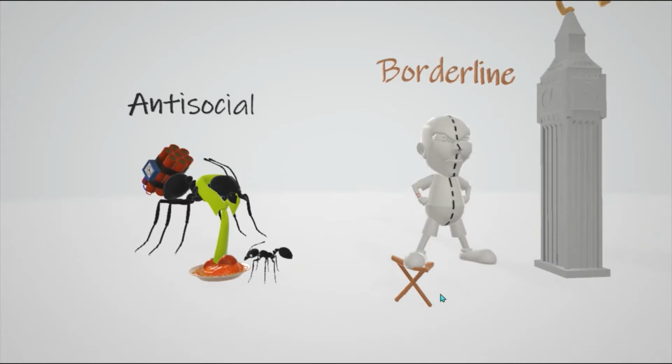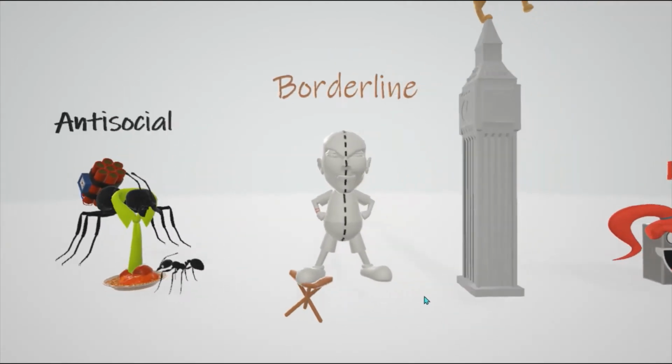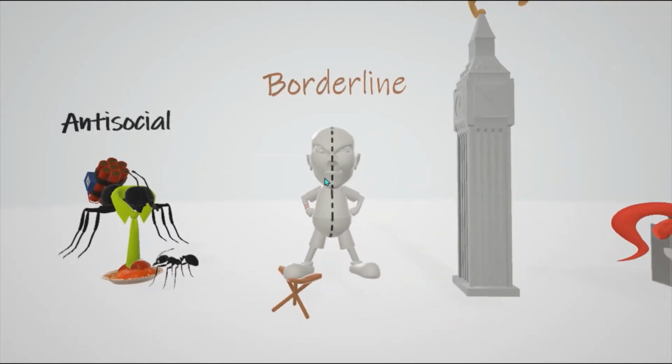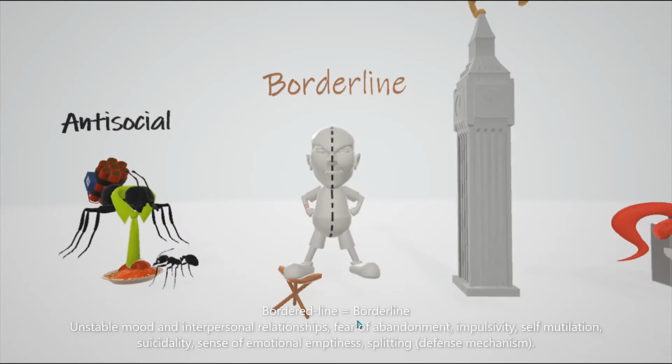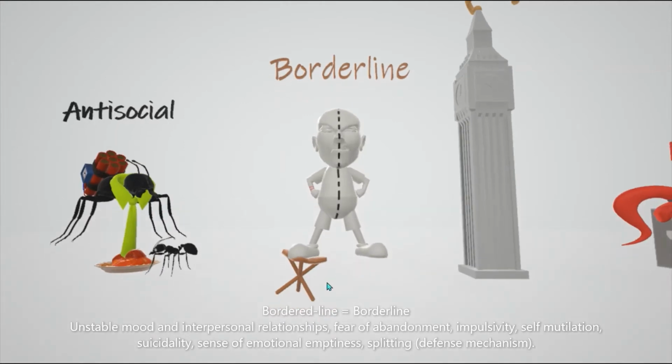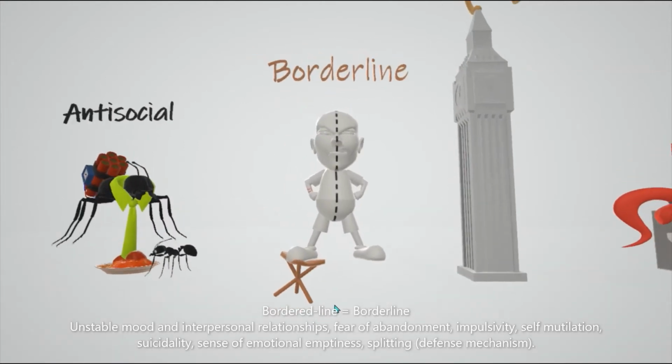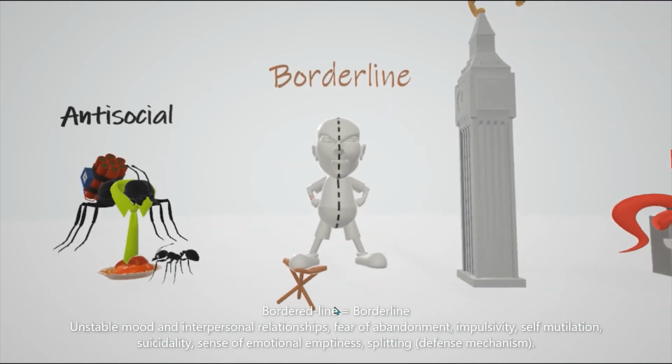Now let's go to borderline personality disorder. So here it is represented by this guy who's got a bordered line down his body. Remember a borderline personality disorder? And the main thing you see here is him stepping on a stool, but it's unstable, right? It's not balancing so well. He's not balancing so well because borderline personality disorder is mainly described by unstable mood and interpersonal relationships. So unstable interpersonal relationships. So you see this unstable stool for unstable mood.